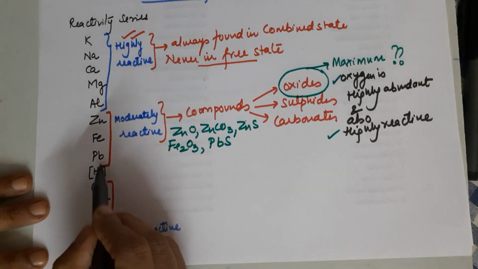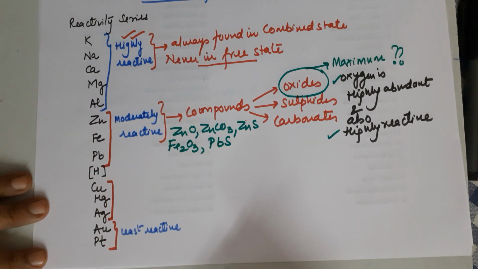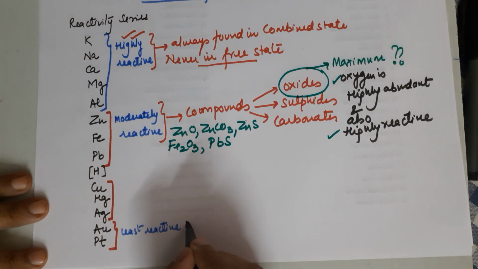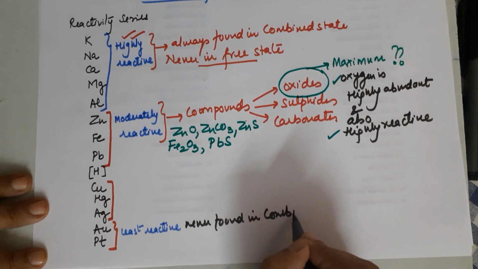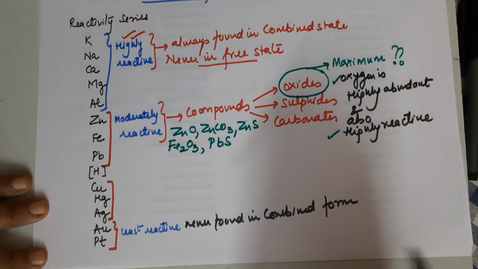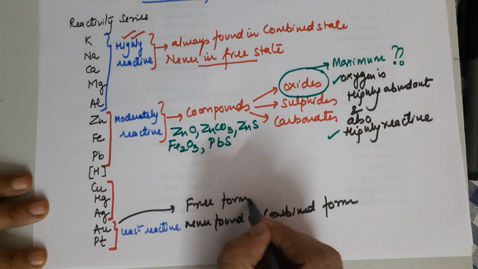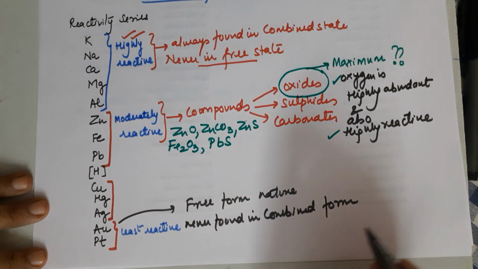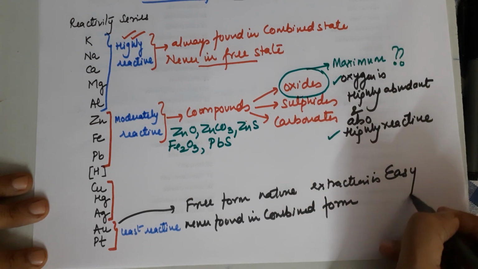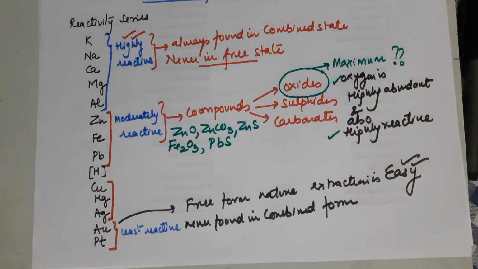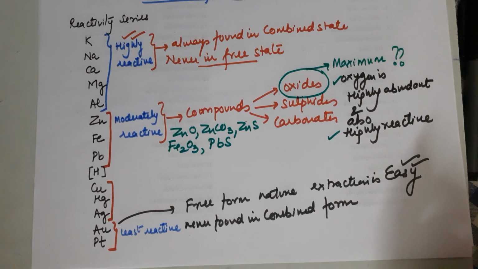Coming down further lower, below hydrogen, you have copper, mercury and silver. Of course, as I go down, the reactivity goes on decreasing. These last two are never found in combined form, which means you will always find them in free form in nature. Therefore, the extraction is easy because they are in free form. In fact, you mainly require a refining process, which is the main agenda.